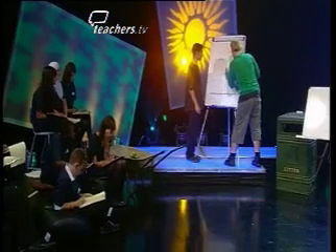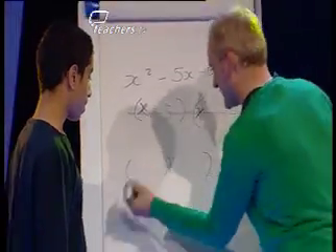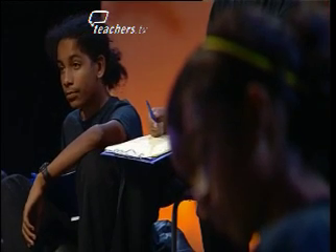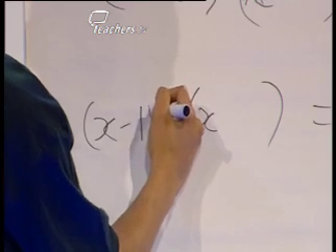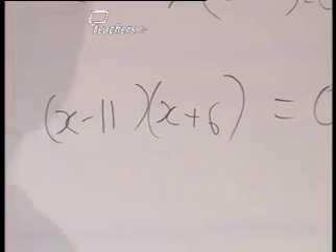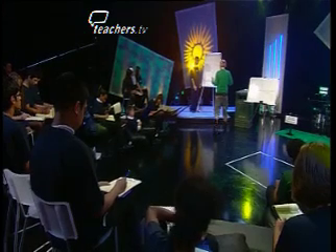Shall we just write it out more neatly? Minus 11 and 6. Is he right? Write it down. This could be an answer. We could have found the answer. Minus 11 and plus 6. Let's just check that.